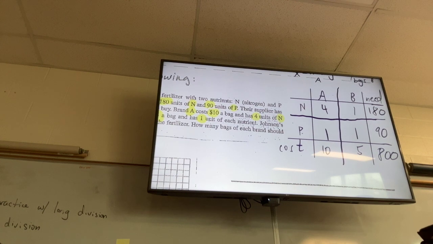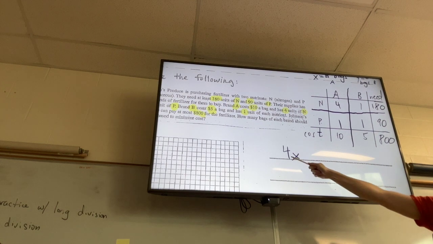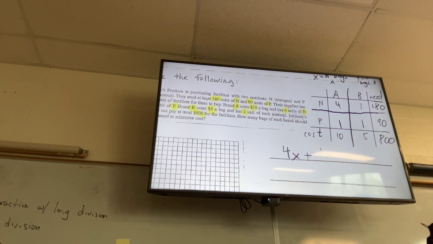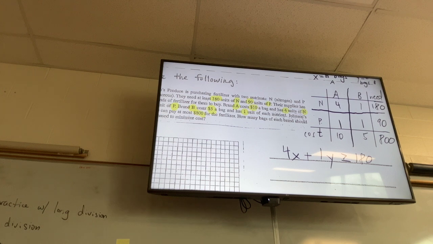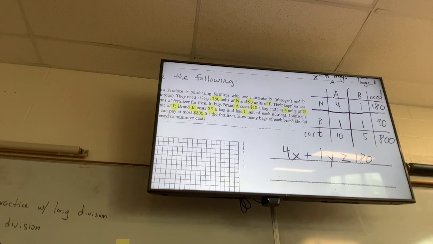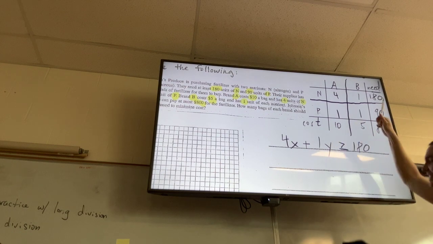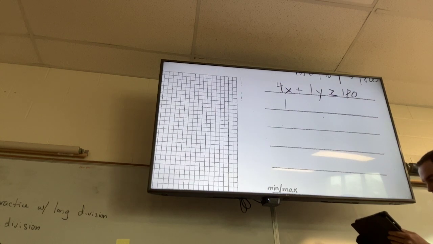So they need four times the number of bags of A they buy, right? Each bag of A has four nitrogens, plus one times the number of Ys they buy. That's got to be greater than or equal to 180. Why do you use greater than? So they need 180, but if they have 190, that's fine too. We're not worried about over fertilizing. Yes, they hate the environment. Sorry. That's corporate America, okay? All right. And then they need at least 90 P, so 1x plus 1y has to be greater than or equal to 90.